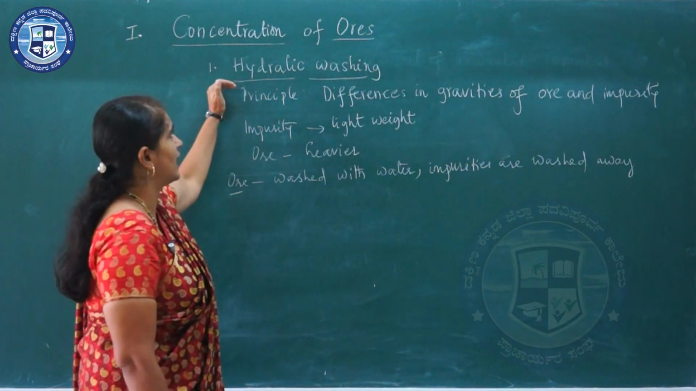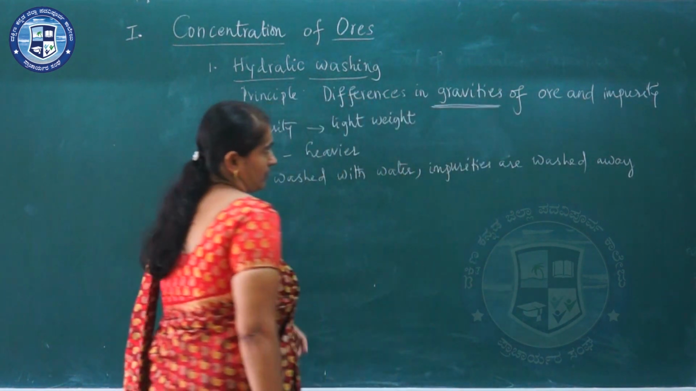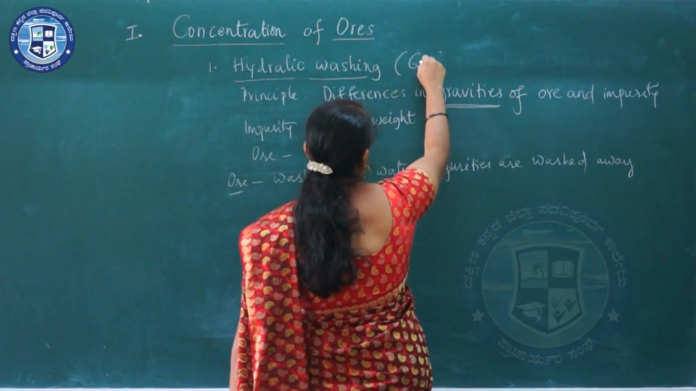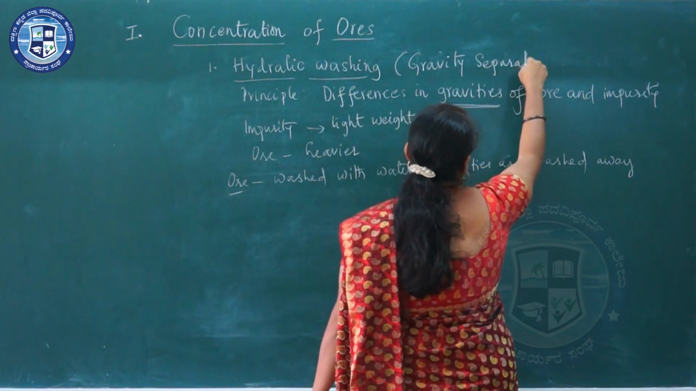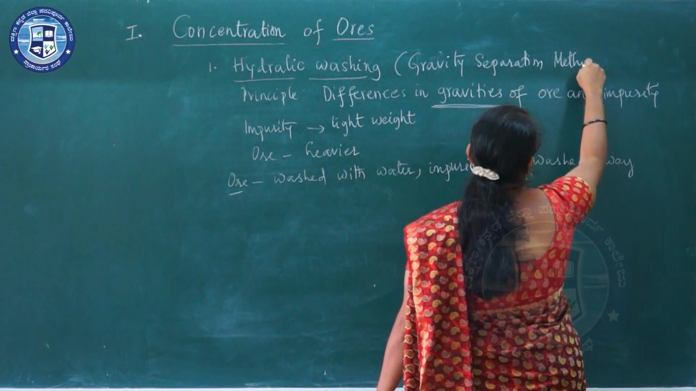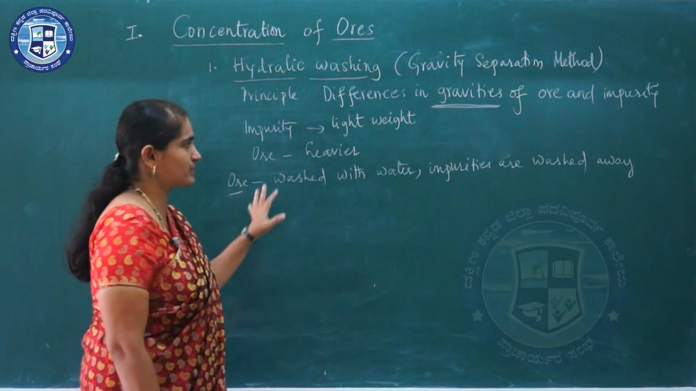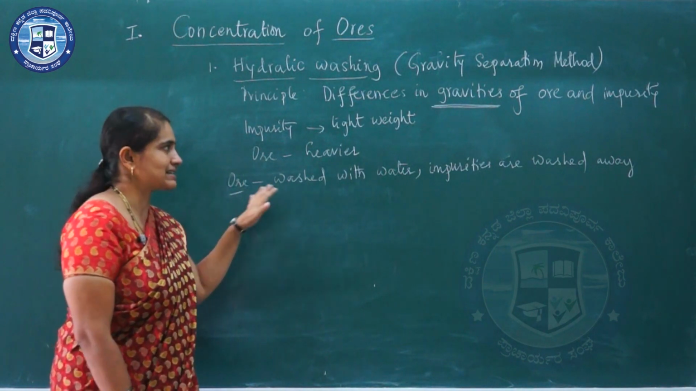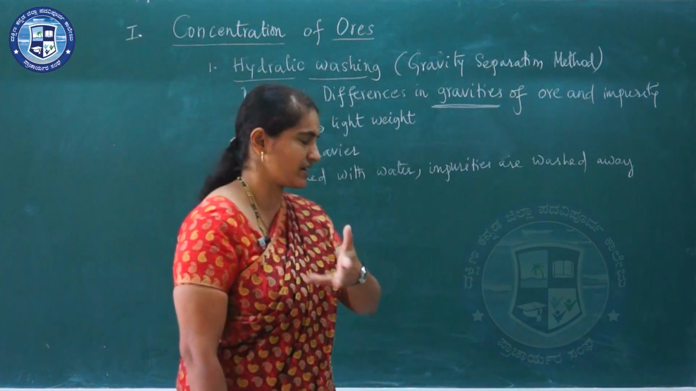So this is something regarding hydraulic washing. Since it depends on differences in gravities, this method is also called the gravity separation method. You may be asked, what is gravity separation method, or what is the principle lying behind this technique? Gravity separation is nothing but hydraulic washing. Hydra means water. So in that case, the ore is washed with water, impurities being light are washed away, and the ore being heavier settles at the bottom. Okay, if you can remember the example of washing the rice, what I have said to you.